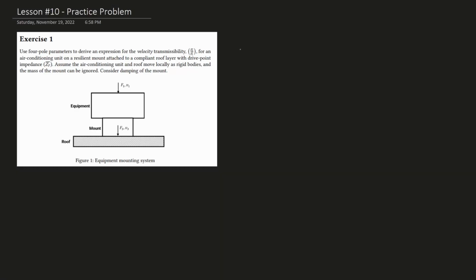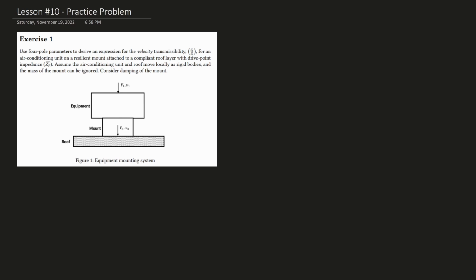Hello everyone. In this video, we're going to walk through an example of how to use four-pole parameters to derive an expression for velocity transmissibility of a single-stage mounting system. This is very similar to a problem that's on the homework, problem number 1 for lesson number 10. The main difference between this problem and the homework problem is that here we're being asked to derive an expression for the velocity transmissibility of this system.